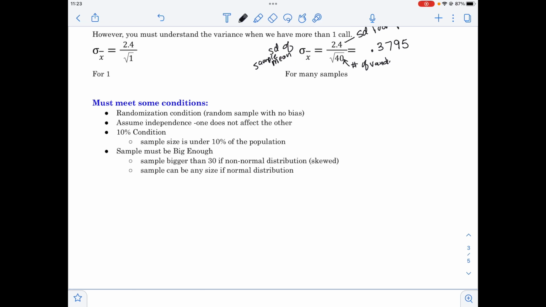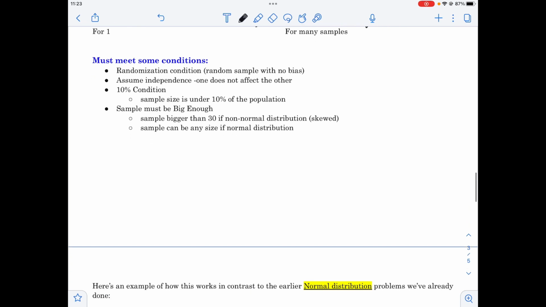We talk about picking 30 all the time, and that's kind of a general rule of thumb. But you only really need 30 or more if your data is skewed. So if it's non-normal distributed or skewed left or right, you definitely need 30 or more. If it's normally distributed, you can have any size. You can have 2, 5, 7, whatever. But those are your conditions.